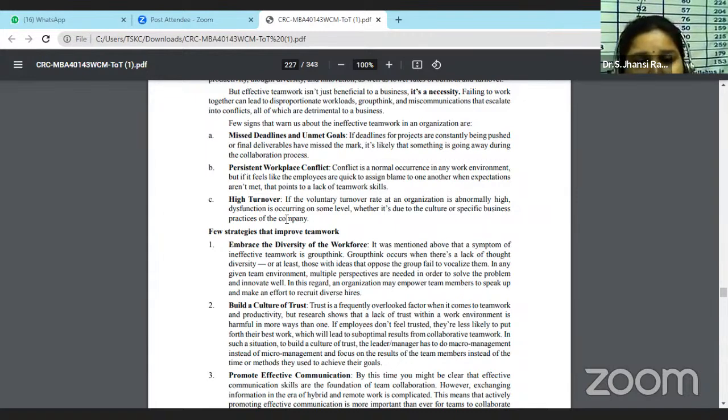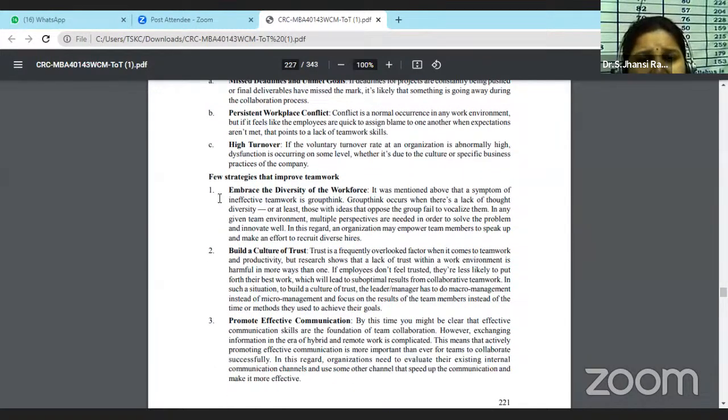If the voluntary turnover rate at an organization is abnormally high, it means dysfunction is occurring on some level. Whether it is due to the culture or specific business practices of the company, that has to be found out. So there are a few strategies that will improve teamwork. That is, embrace the diversity of the workforce. If a group has failed, please try to have a positive appreciation. Let's have positive motivation. Why not we go for the next project, next team? Let's have a different type of perspective and build a culture of trust. The trust should be there.